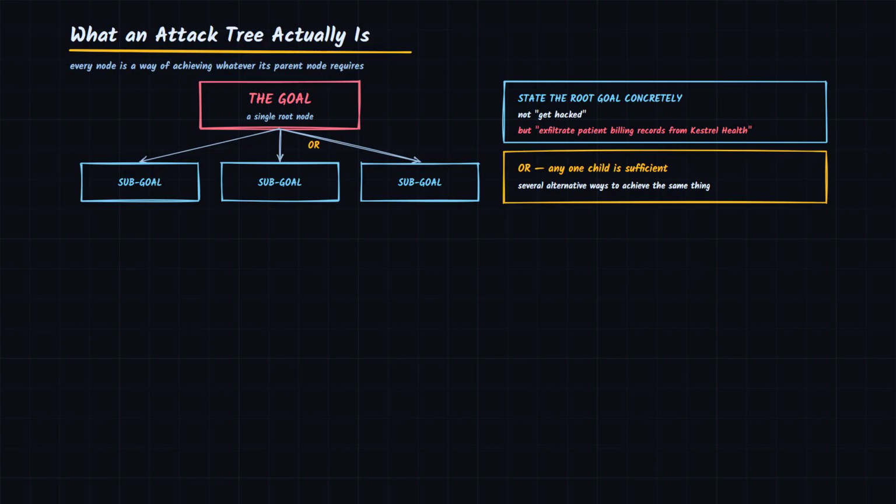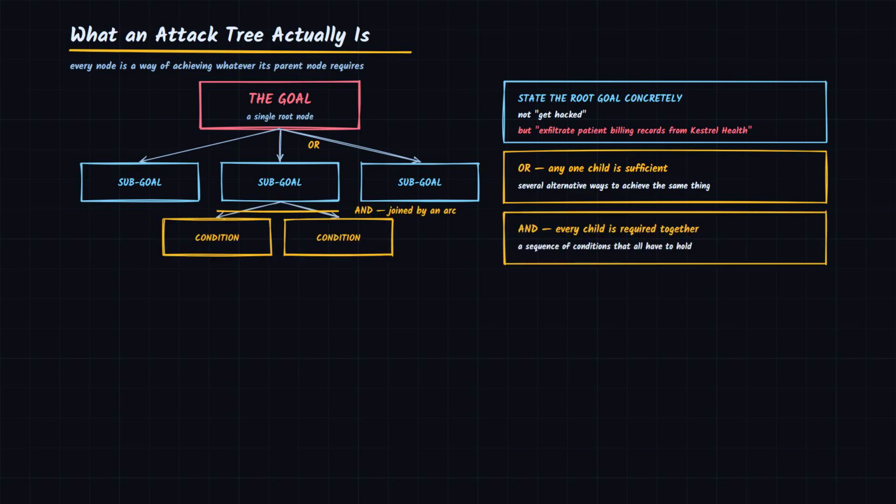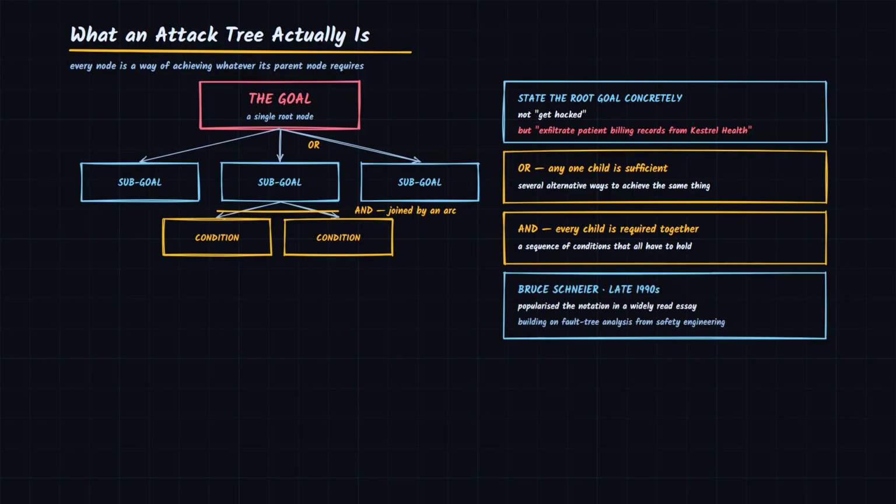The formal notation was popularized by Bruce Schneier in a widely read essay at the end of the 1990s, building on fault tree analysis that safety engineers had already been using for decades to model how complex systems fail. The reuse is fitting. A fault tree asks how a system could fail on its own. An attack tree asks the same structural question about a system with an adversary actively trying to make it fail.